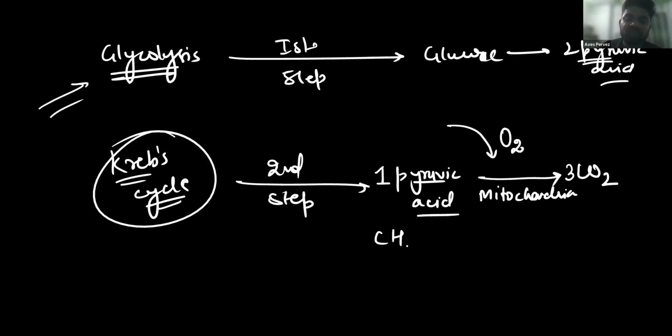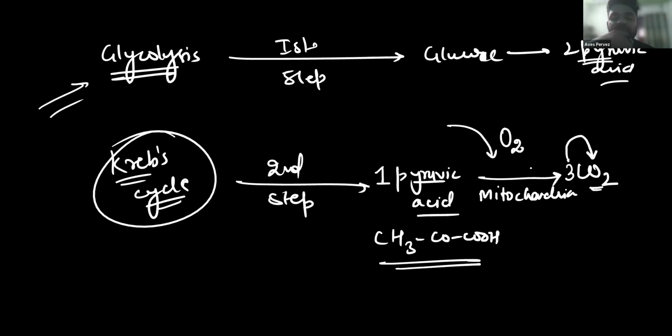You see that this is CH3COCOOH. One molecule contains only 3 oxygen atoms. And here, for 3 molecules of carbon dioxide, we need 6 oxygen atoms. Here we have only 3. So that's why we need extra oxygen from the environment. That's why this step requires oxygen.